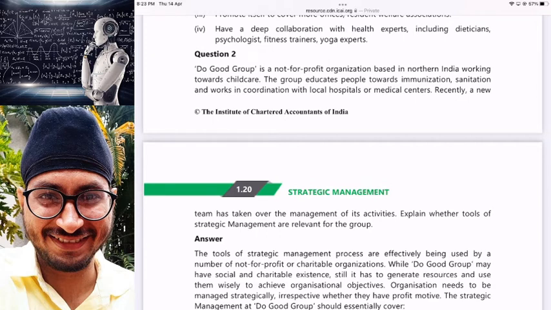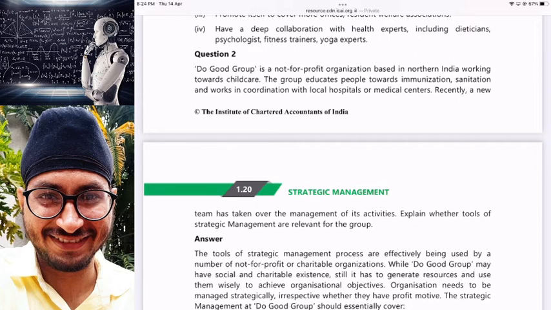See the question and tell whether it is profit organization or non-profit organization. Question number 2. Non-profit organization. Now tell. Just now we have discussed, right? Is strategic management applicable for a non-profit organization? Yes, just now we have discussed. Same answer you can write here also.